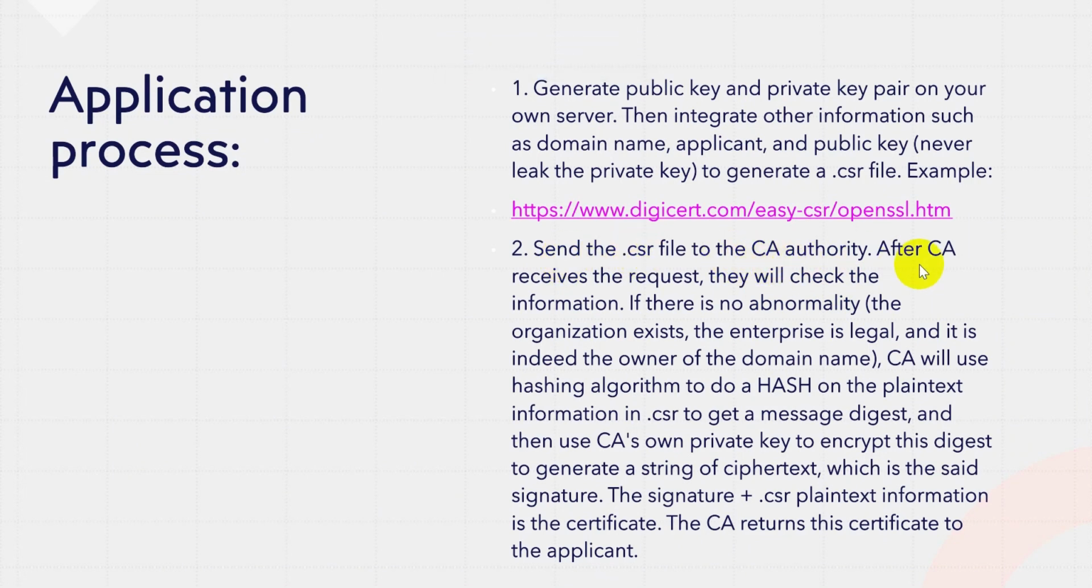After the CA receives the request, they will check the information. If there's no abnormality, the organization exists, the enterprise is legal, and it is indeed the owner of the domain name, then the CA will use a hashing algorithm to hash the plaintext information in the .csr to get a message digest, which is the hash, and use the CA's own private key to encrypt this digest to generate a string of ciphertext, which is the signature. The signature plus the .csr plaintext information is the certificate. The CA returns the certificate to the applicant, and that finishes the application process.